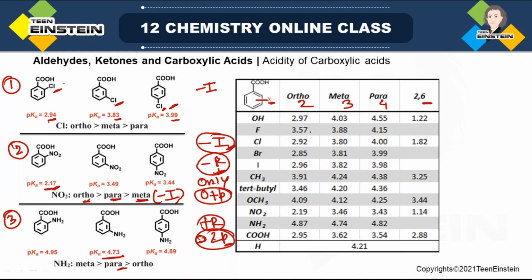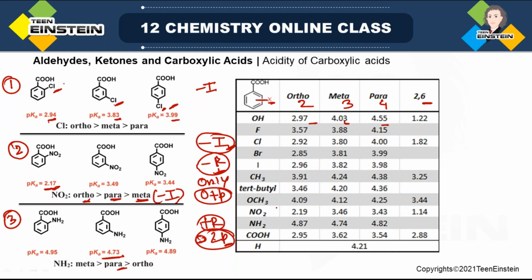So when the OH group is present at ortho, meta and para, how is the acidity changing? Just apply the logic of minus I effect or plus I effect, or plus R or minus R effect. Applying all these effects, you can understand why this type of variation is there.